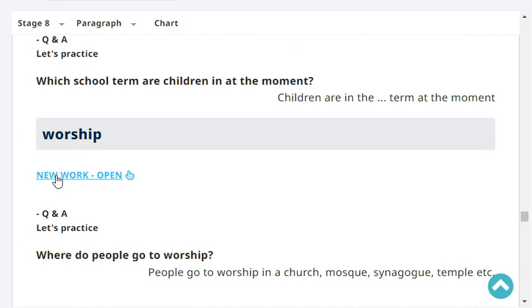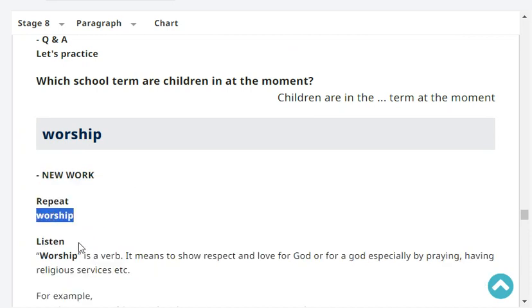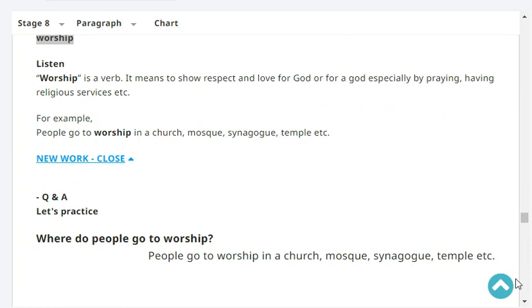Next, repeat. Worship. Very good. Okay, listen. The word worship is a verb. It means to show respect and love for God or a god, especially by praying, having religious services, etc. For example, people go to worship in a church, mosque, synagogue, temple, etc.